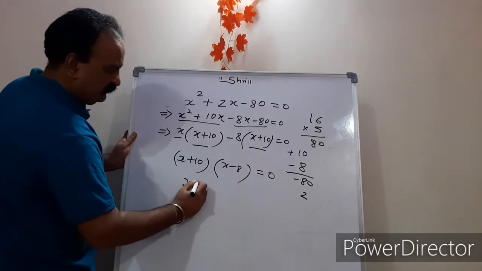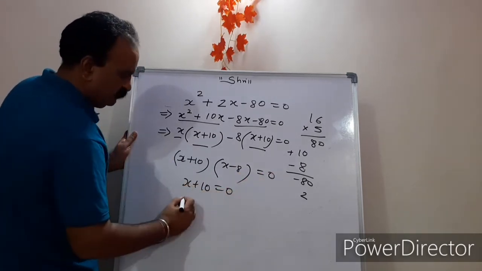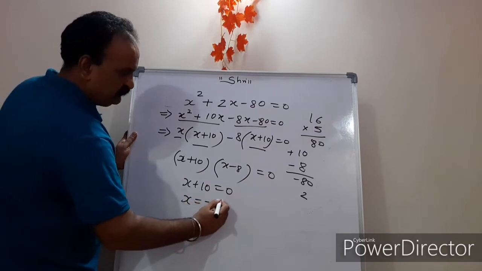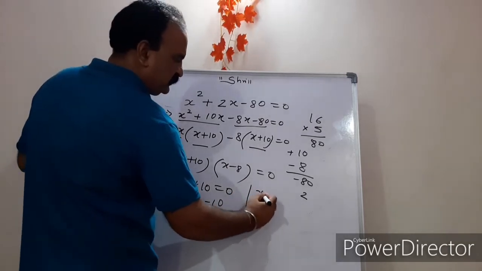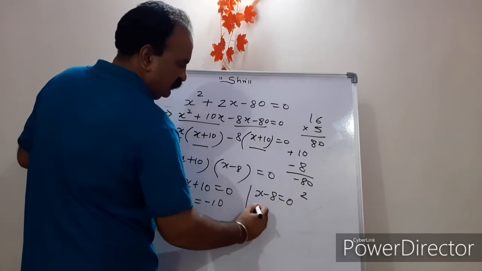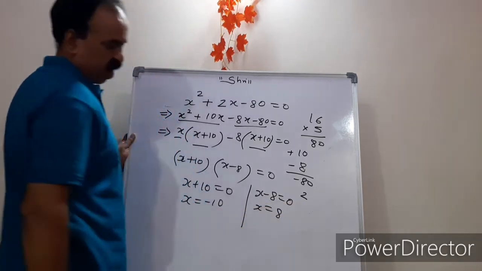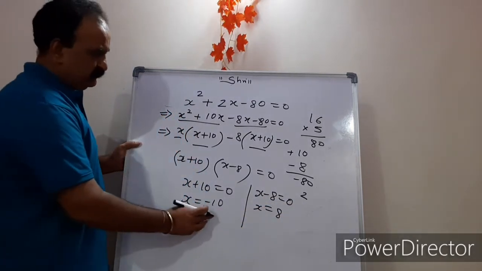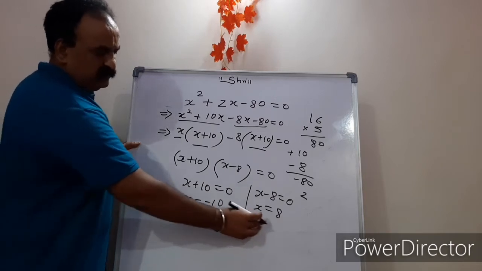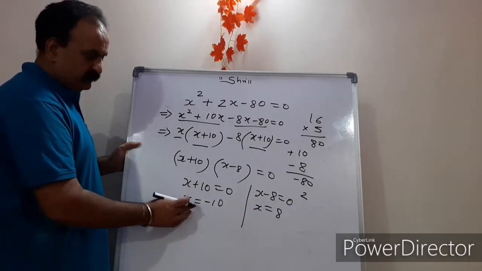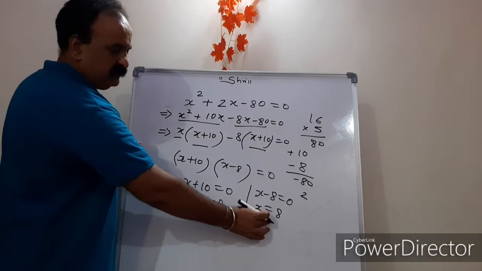So you will write x plus 10 is equal to 0. It means x is equal to minus 10. And here x minus 8 is equal to 0. It means x is equal to 8. Hence the solution is minus 10 comma 8. This is the solution: x is equal to minus 10 comma 8.